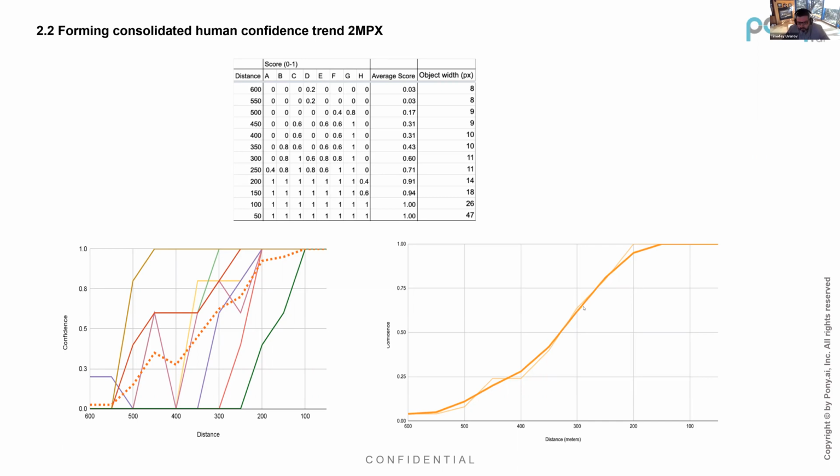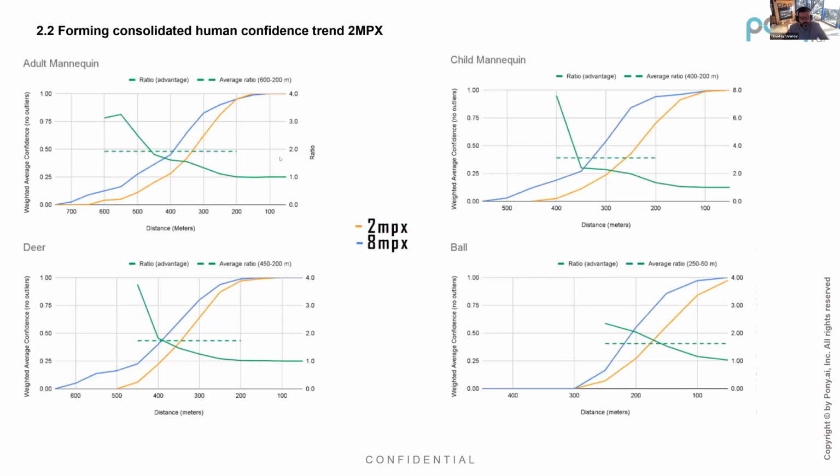So we can see that we reach 0.5 or 0.6 confidence at around 300 meters, for example. Then we did this trend for 8 mega and for 2 mega, and put them against each other. The green line shows how many times more confident you are, because we measure confidence not incrementally, but logarithmically, you can say.